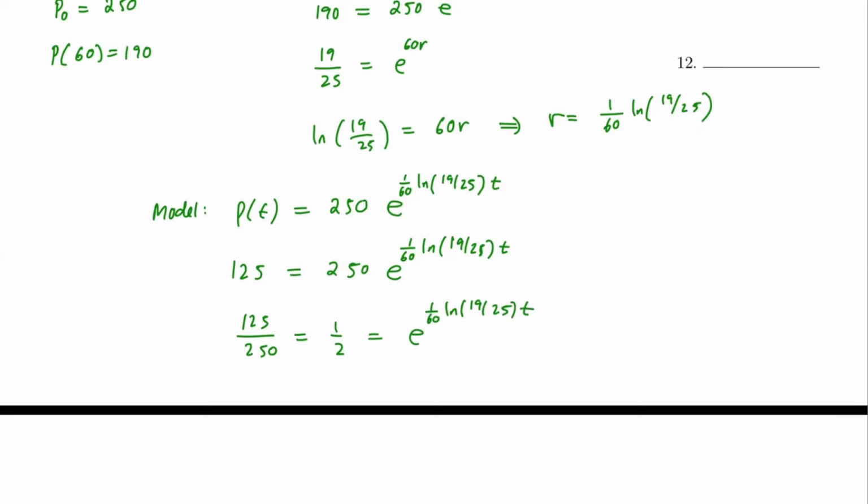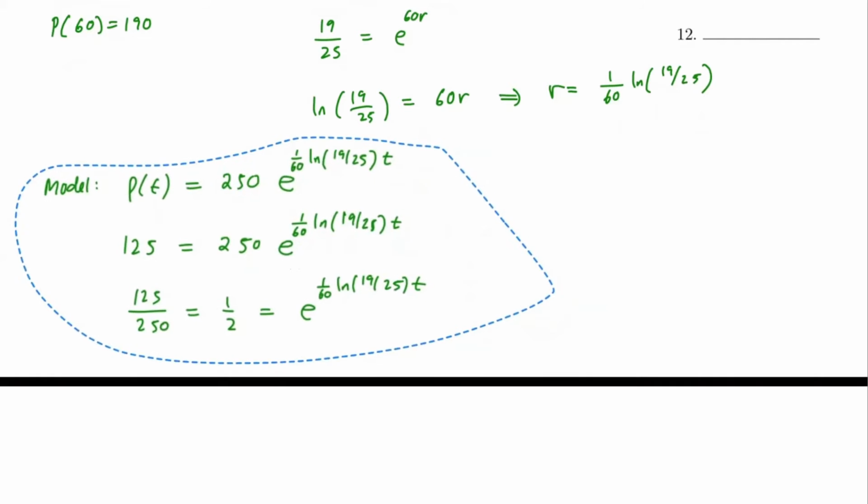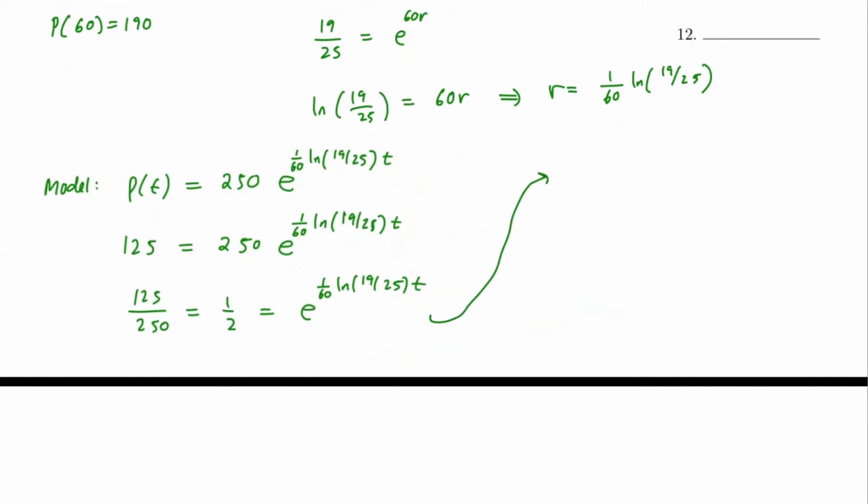All right, so now we take ln on both sides. We apply ln and drop down the exponent. So let's give ourselves more room. Okay, so I'm going to continue right here. So I do ln on both sides. So I have ln of 1/2 is equal to 1/60 times ln of 19/25 times t. Remember, when you apply ln on both sides, on the left side, you get this number. On the right side, ln of e, they cancel each other. So you'll have just the exponent dropping down.